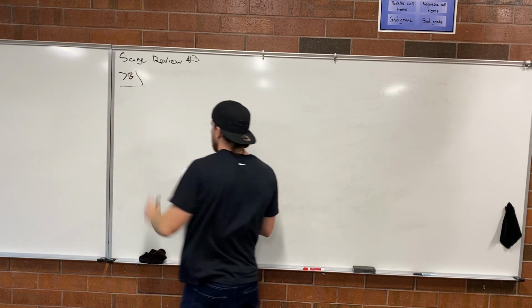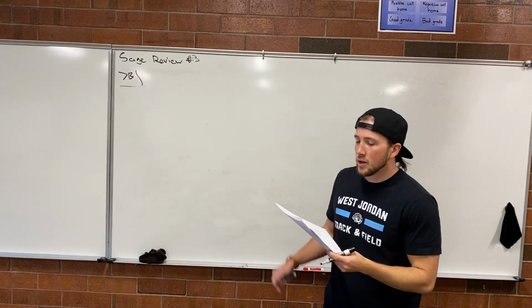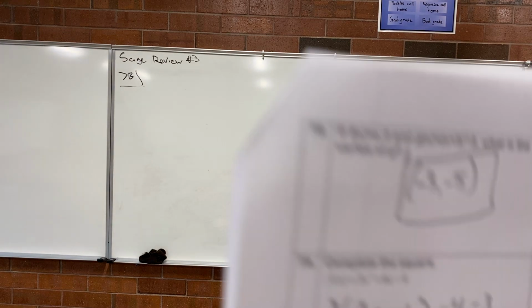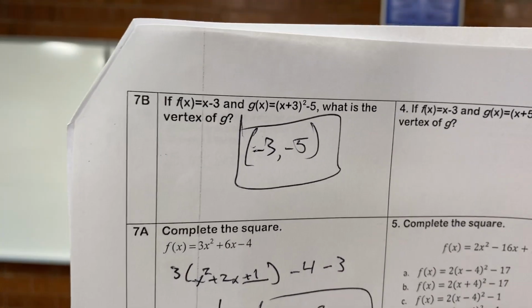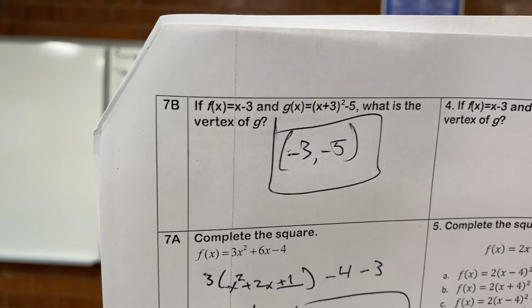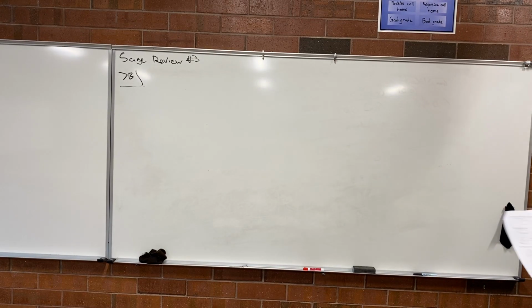7B. Okay, so we're right here at the top, and we care about the vertex of the function g here. Okay, so we're given two functions. We don't even care about f of x. The only thing we care about is g of x. So g of x equals x plus 3 squared minus 5.